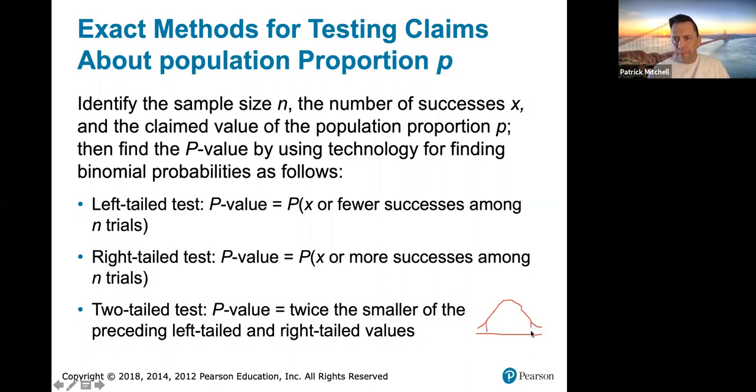So what you need to do then, the p-value is going to be the combined area of these two tails. So the easiest thing to do is just to find the smaller of the left-tailed and right-tailed values and double that. Okay.